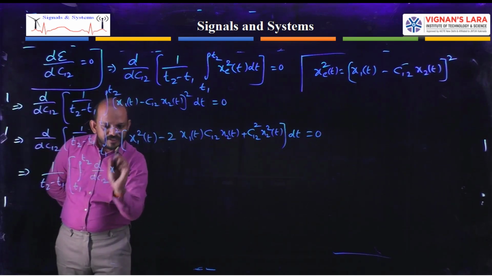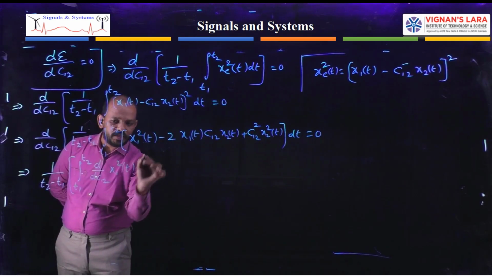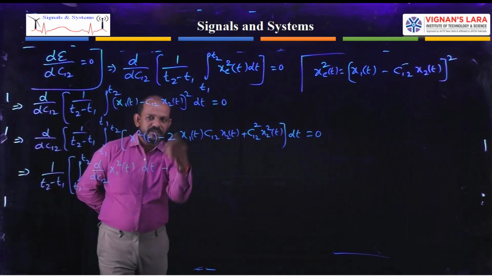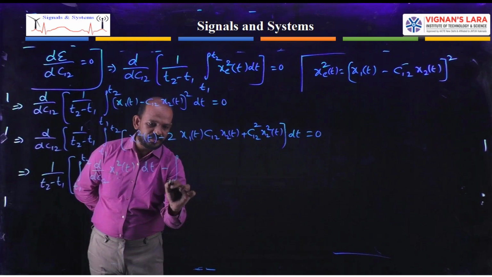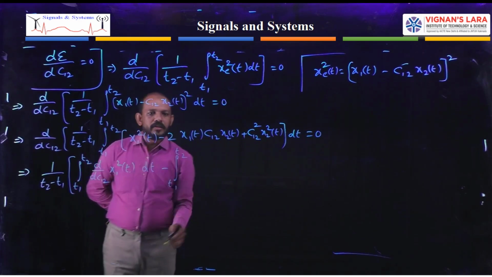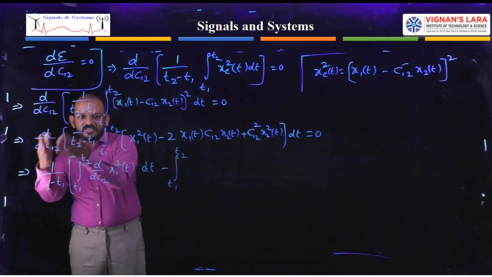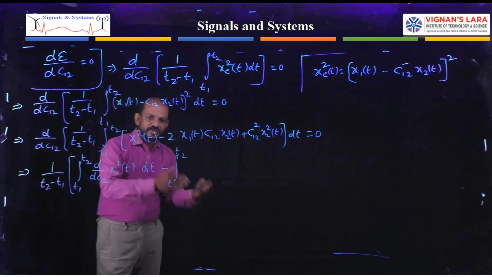So d by dc1 to x1 square of t dt, the first term I have written. Next, minus the second term, also what do I have to do? Integration t1 to t2. So I have to interchange. First I did an integration and then I have to go for the differentiation, because this differentiation is also for all the three terms, so I have to write the differentiation here also.